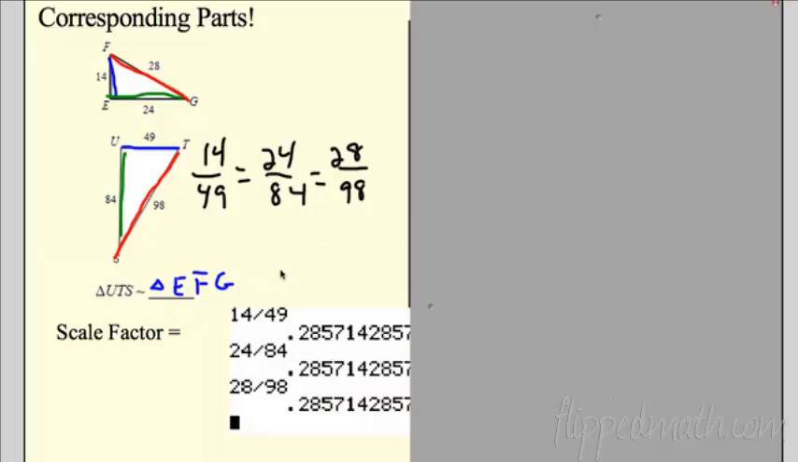It's not friendly like last time when I was doubling it. This triangle is 0.285 the size of this one. So you could say your scale factor is, you could do a couple things. You could use a fraction. You could say it's 14 to 49. Or you could say the scale factor is 0.2857.